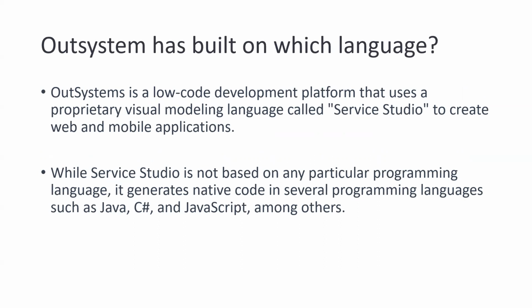OutSystems is built on which language? OutSystems is a low-code development platform which uses a proprietary visual modeling language called Service Studio. And you know, every platform has its own studio. We can call the studio a workspace to develop your application. Similarly, in OutSystems, we have a studio called Service Studio, which is used to create your web and mobile applications.